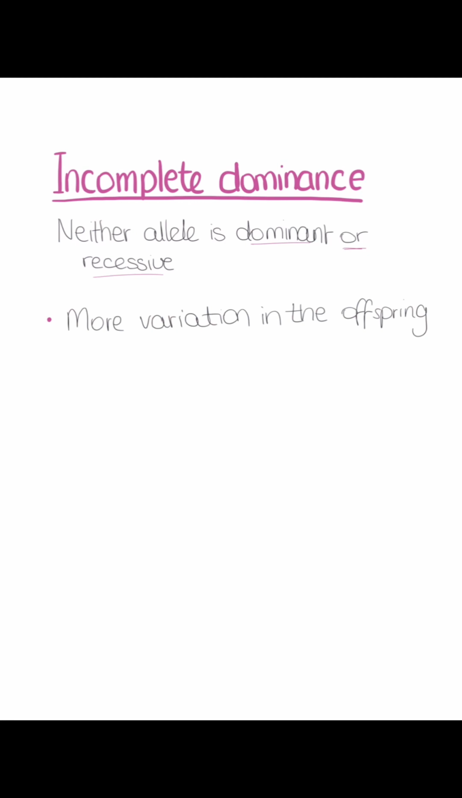By definition, incomplete dominance is when neither allele is dominant or recessive to each other. They are equally expressed, and the resultant phenotype is a mixture or a blend of the two alleles. Incomplete dominance is relatively rare, but it results in more variation in the offspring.